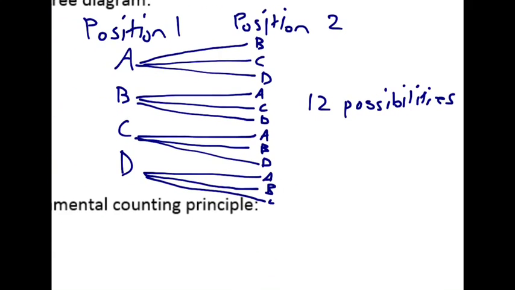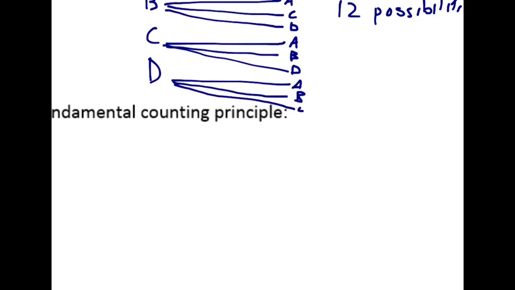There's a much easier way to do this. You can use the fundamental counting principle. Let's say you had 2 slots. Okay? This first slot is for the janitor. And the second slot is for the sales clerk. Okay? Or position 1, position 2.